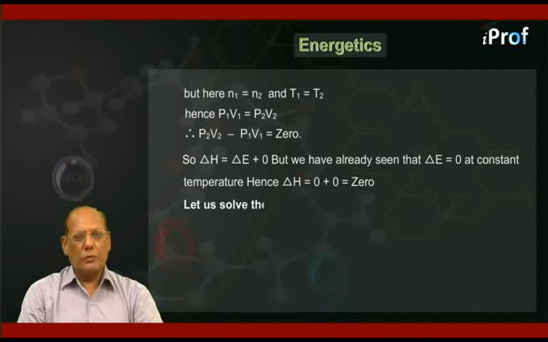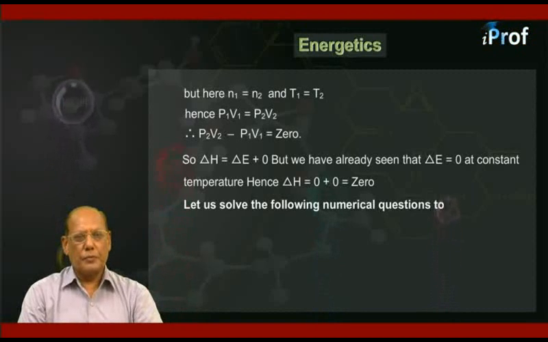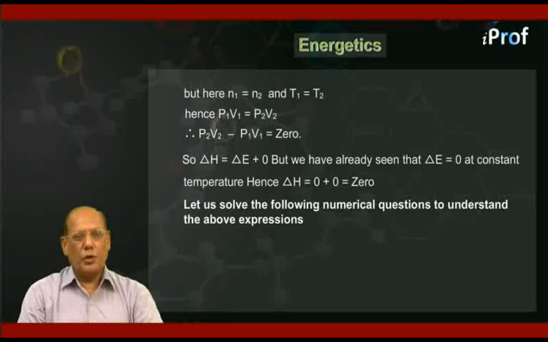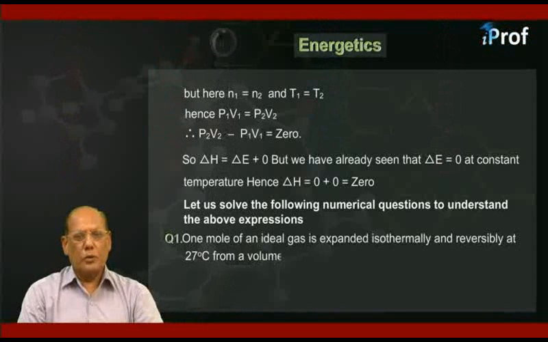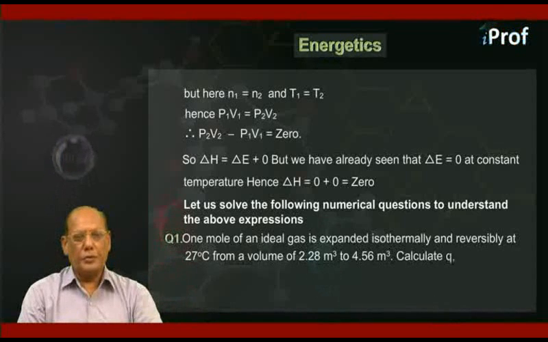Let us solve the following numerical questions to understand the above expressions. Here is question number 1. 1 mole of an ideal gas is expanded isothermally and reversibly at 27 degrees Celsius from a volume of 2.28 meter cube to 4.56 meter cube. Calculate Q, W, delta E and delta H.